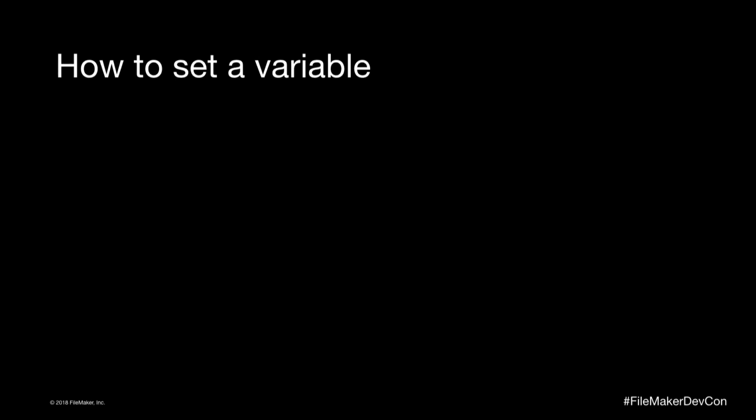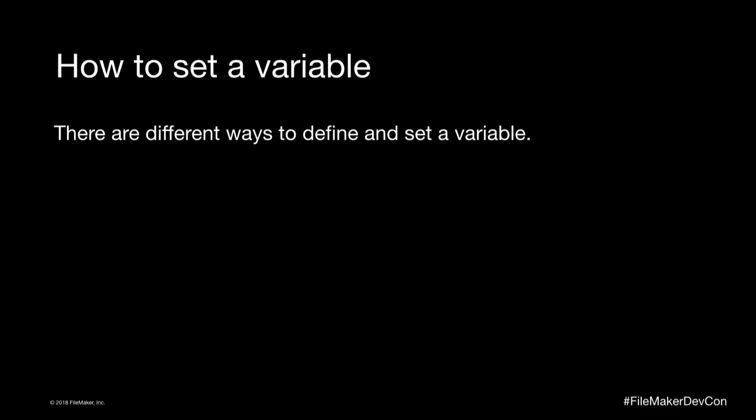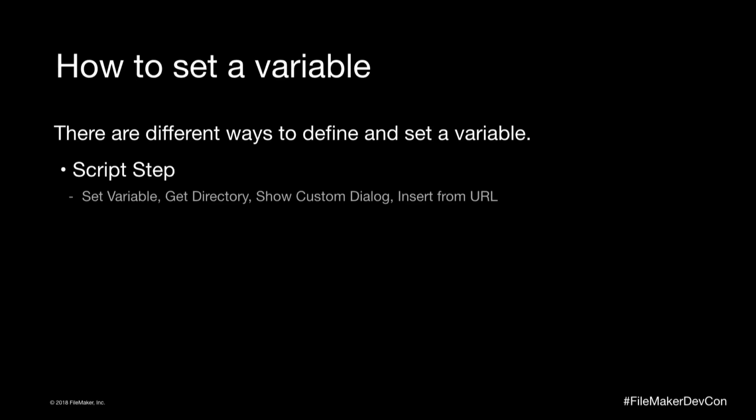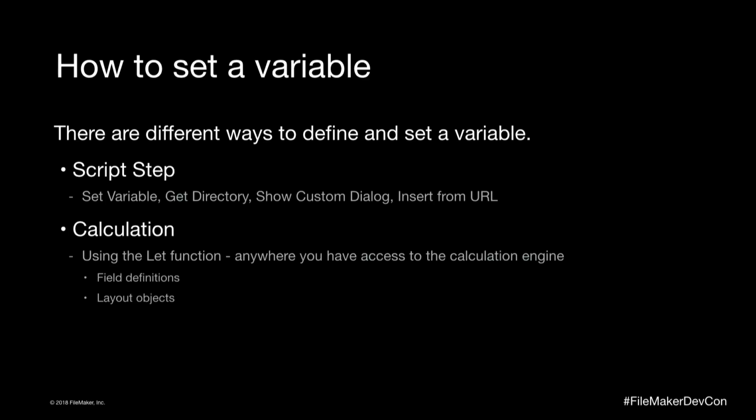So how do we set a variable? There's a couple different ways to define and set a variable. The first we'll talk about is in a script step, and this is the most straightforward. There's a script step, Set Variable. It's pretty self-explanatory. There's a couple other script steps where you can actually set and define variables, but for the most part, we'll use Set Variable. And then, as I mentioned, the calculation, using a let statement or a Let function.